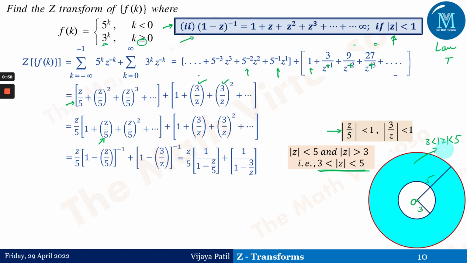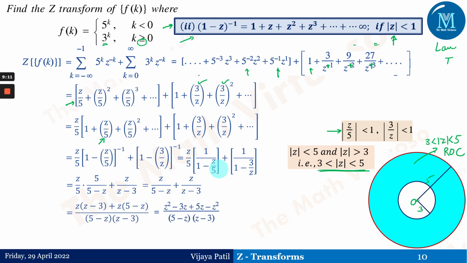This is known as ROC, region of convergence, for this particular series. And if we go on solving it, adjusting, taking the LCM, then multiplying, we will simplify this further just by cross multiplication. If you observe here, this 5 will go off from here, and we will have this as z upon 5 minus z plus z upon z minus 3.